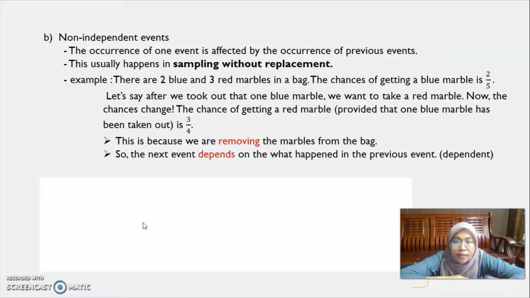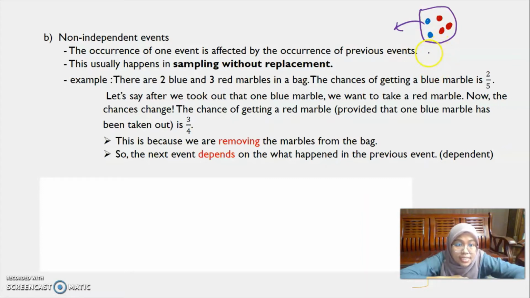For example, there are 2 blue and 3 red marbles in a bag. We know that from this experiment, the chances of getting a blue marble is 2/5, 2 over the total of 5 marbles. Let's say after we took that one blue marble out of this bag, now we want to take a red marble.